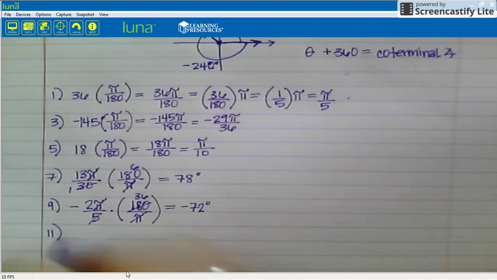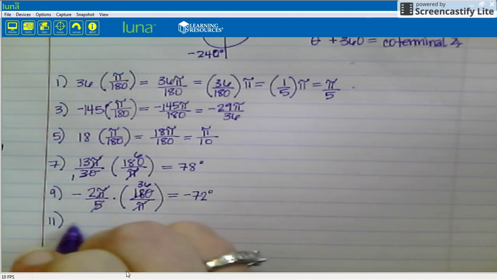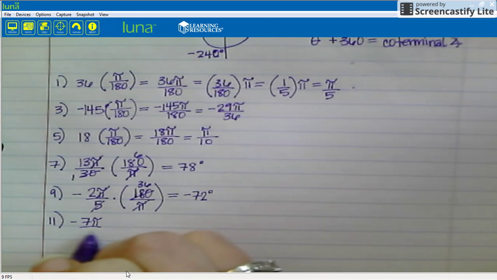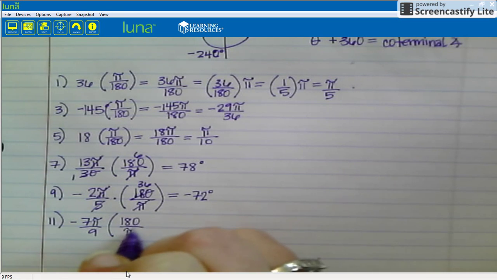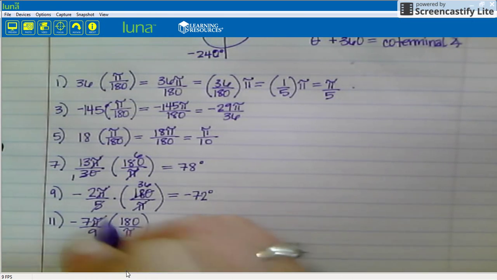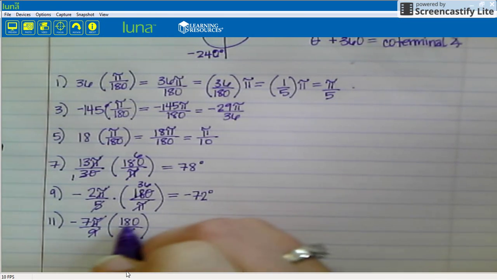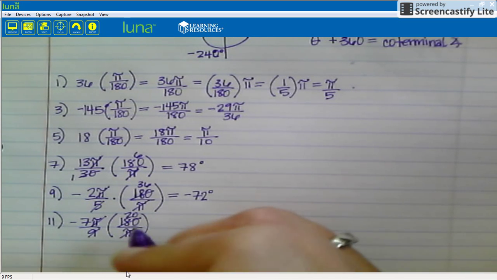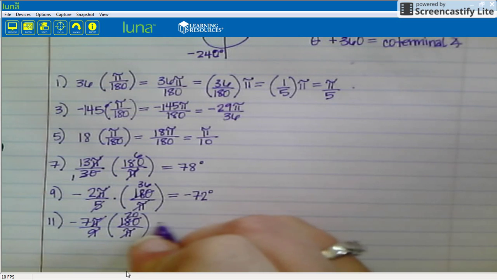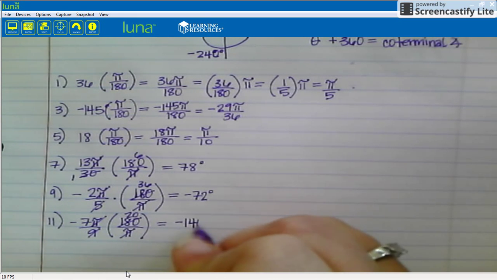And then in number 11, we have negative 7 pi over 9. We multiply this by 180 over pi. My pi's are going to cancel. My 9 reduces my 180 to 20. And so I have negative 7 times 20, which is going to give me negative 140 degrees.